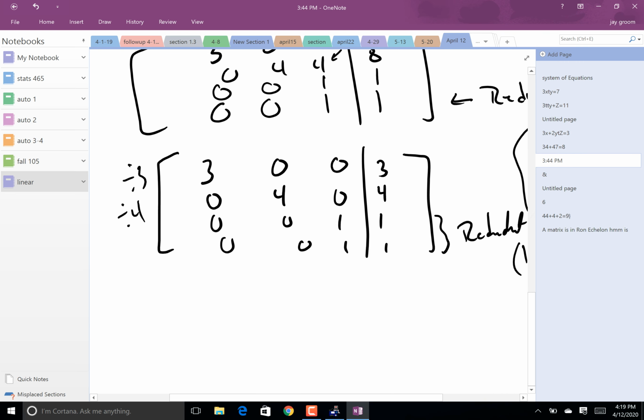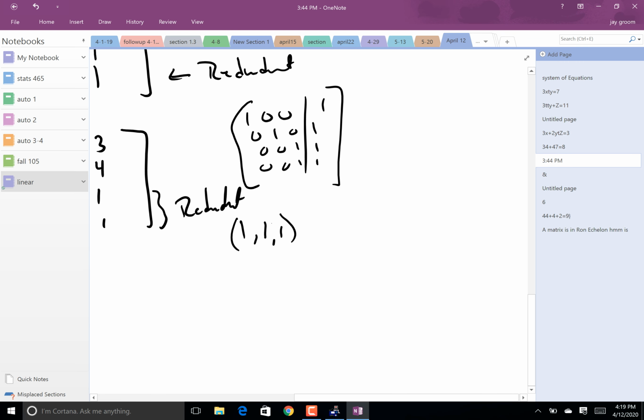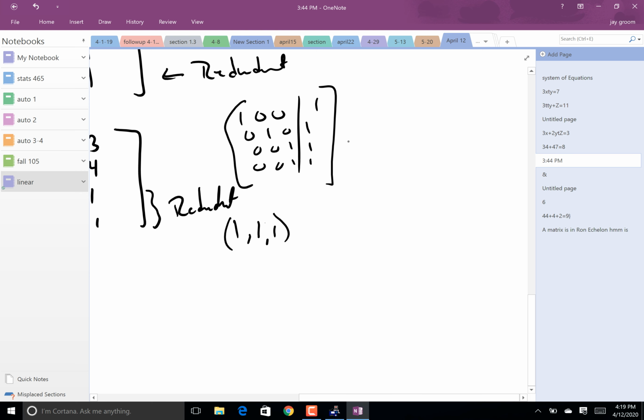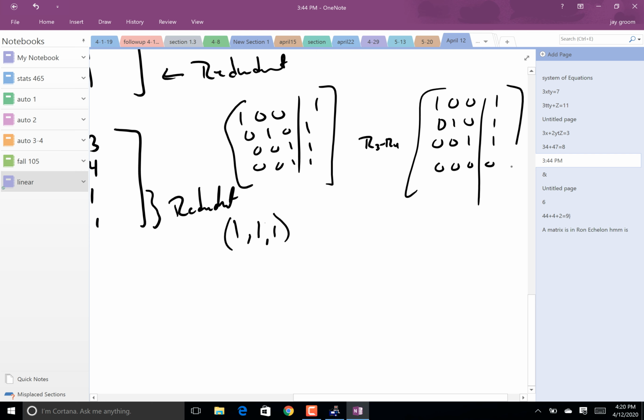So if I were to take this guy right here and do R3 minus R4, what would I end up with? 1, 0, 0, 1, 0, 1, 0, 1, 0, 0, 1, 1, 0, 0, 0, 0. This would still have a rank of 3. Why would it have a rank of 3? Because there are 3 non-zero rows. Okay? So that's a big deal. Rank, we'll do a ton more with rank later on. Rank is what it's all about.